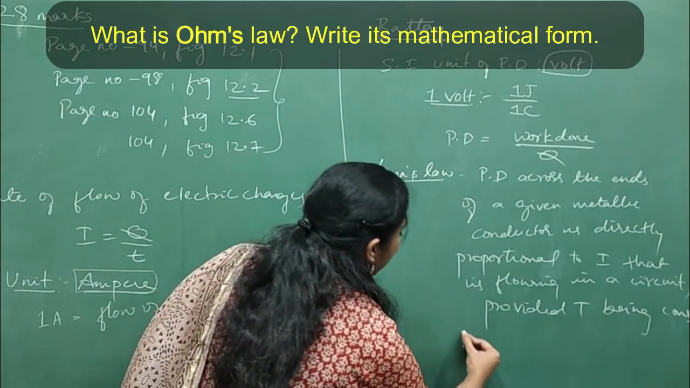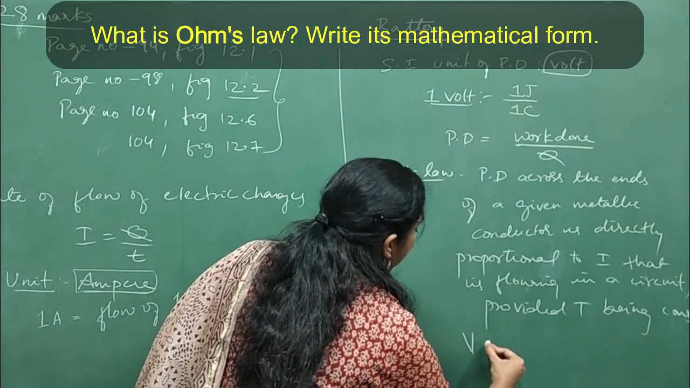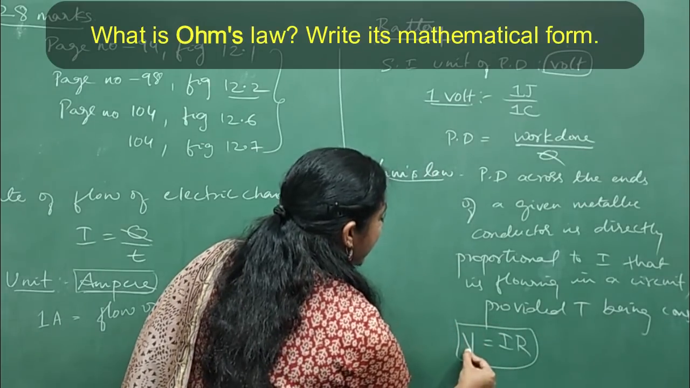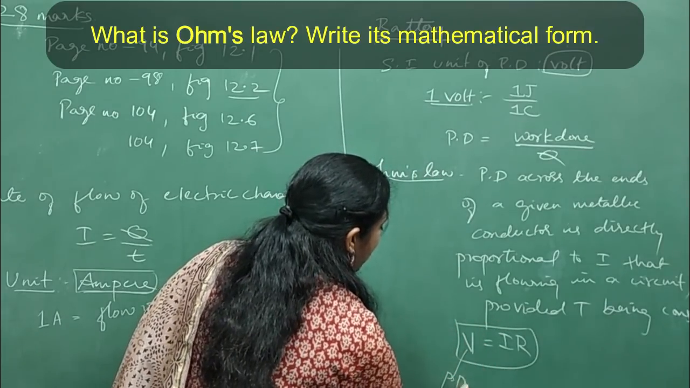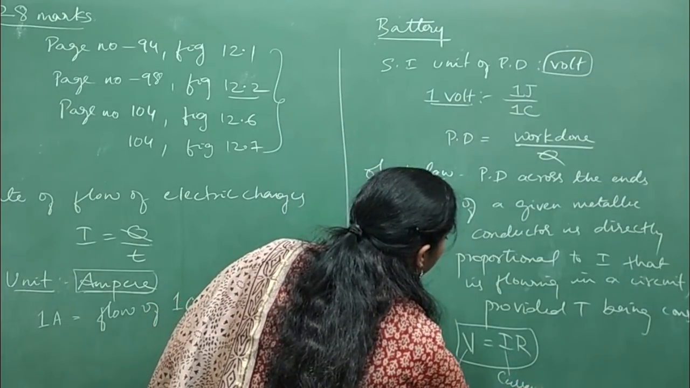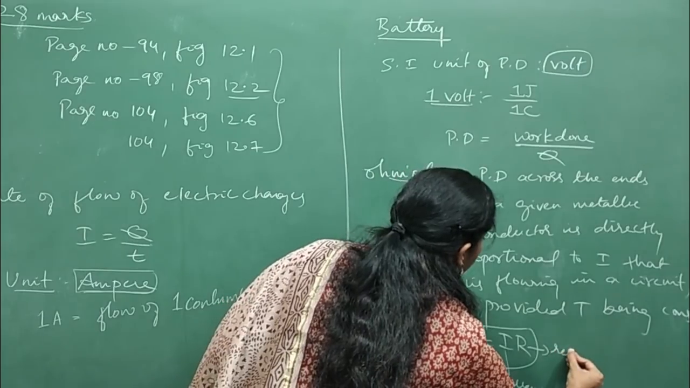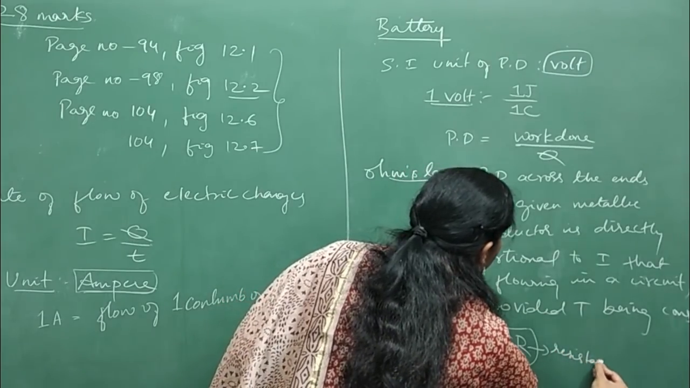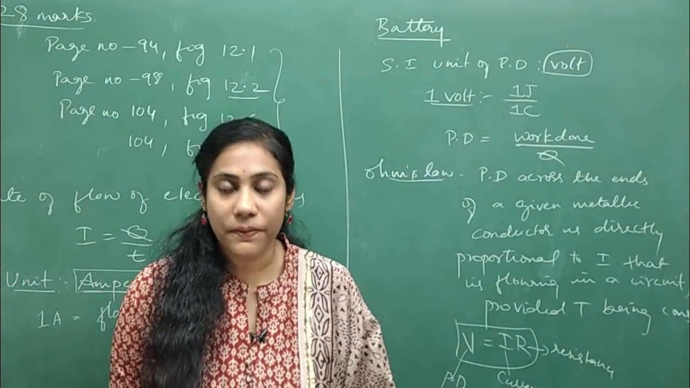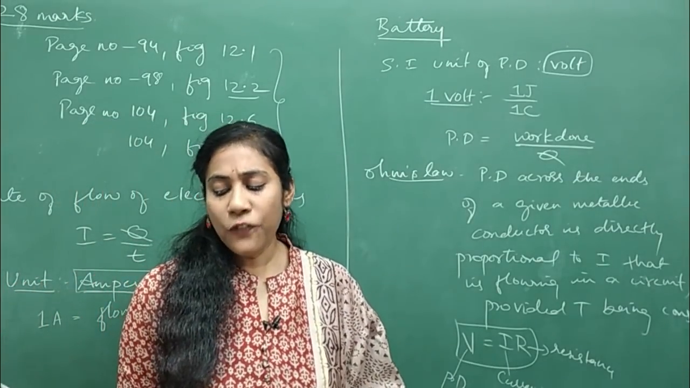And coming to the mathematical form, V is equal to IR, we will write, right? So what is V? V is nothing but potential difference, I is the current, and R is the resistance, right? So this is all about Ohm's law and its mathematical equation. Fine. And let us go for the next question.